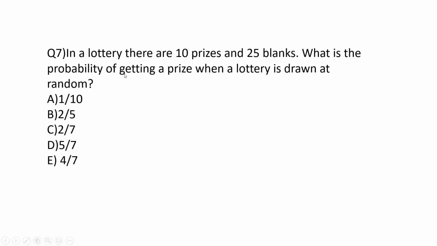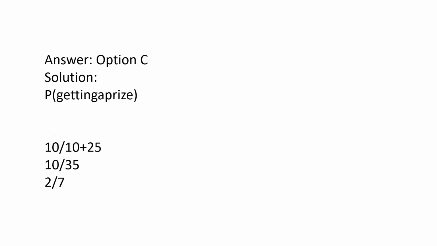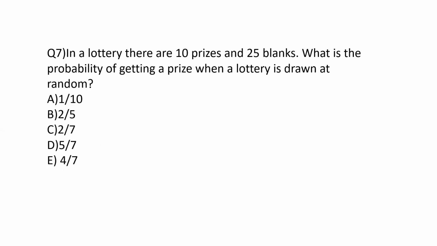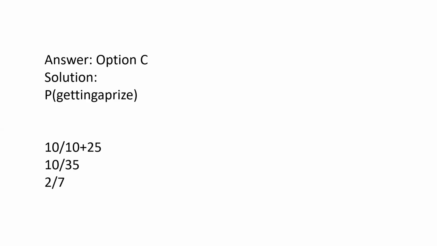In a lottery, there are 10 prizes and 25 blanks. What is the probability of getting a prize when a lottery is drawn at random? The answer is C. It is 10 out of 10 plus 25 total outcomes, so 10 by 35, which is 2 by 7. So it's a very simple calculation.